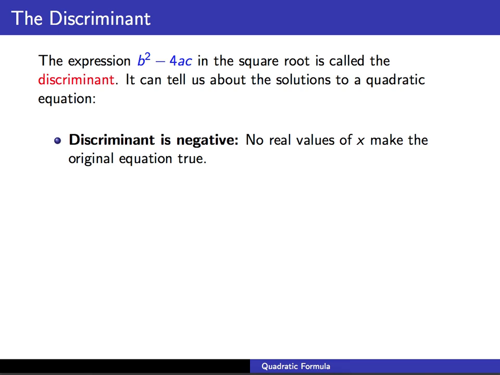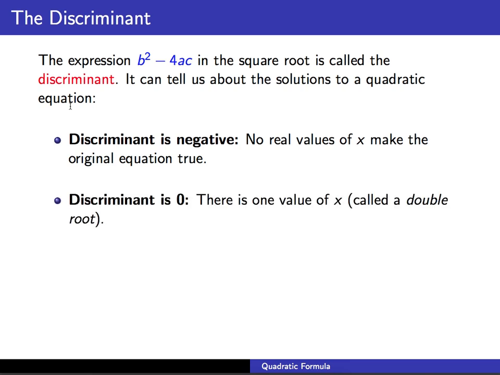So inside the square root there, for b squared minus 4ac, one of three things is going to happen. Either when we calculate b squared minus 4ac, it's going to come out to be a negative value, which in this case means there's no real values of x that make the original equation true. They are imaginary solutions or complex solutions, which we'll talk about in a future section.